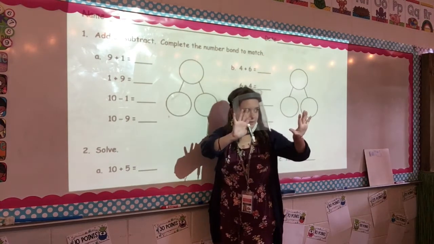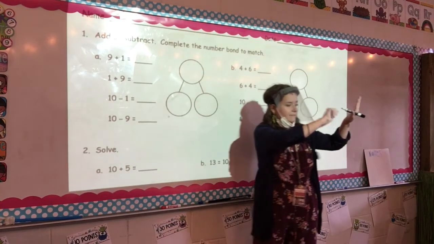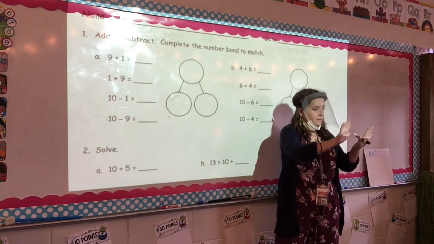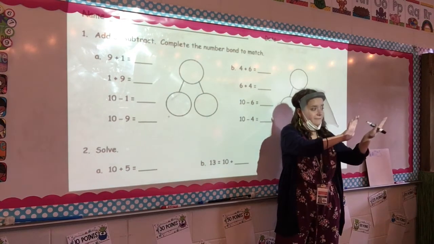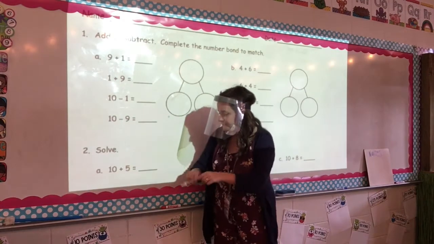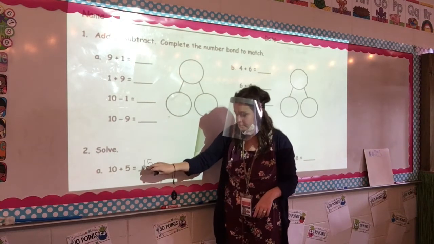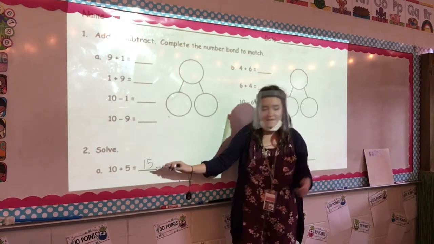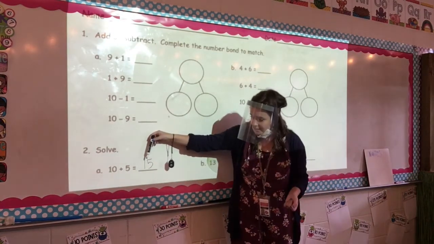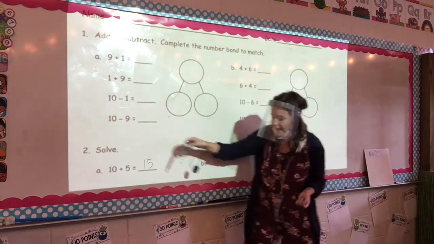10 and 5. Remember the say 10 way? 10 and 5 give me 15. Because look, 1 ten, 5 ones. So if I said it the say 10 way, it would be 10 5, or 1 ten 5.